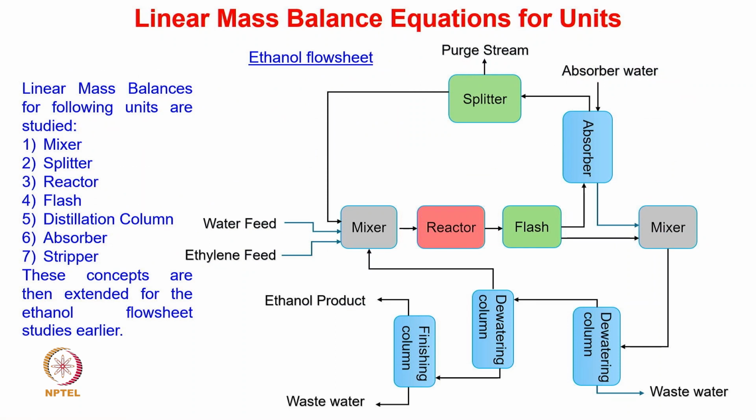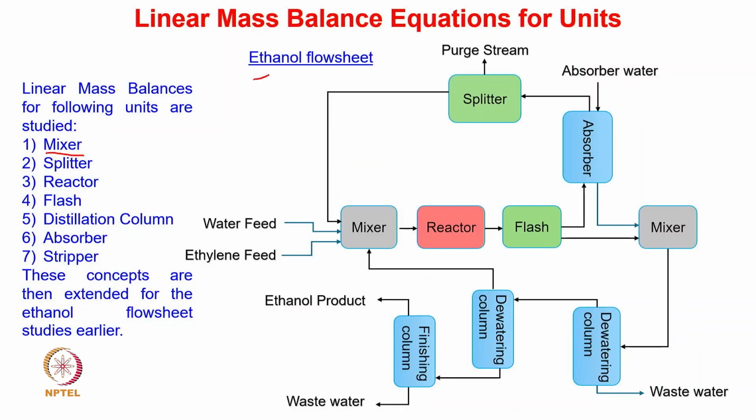So in order to understand this concept, let's look at the mass balance equations for different units. We will start with the unit mixture, then we will move to splitter, reactor, flash unit, then to distillation column, absorber, stripper, and we wanted to first write down the mass balance equations for these, and this concept then we are going to use for solving the same ethanol flow sheet which we have seen earlier. This is the same flow sheet which we have seen in the first session.